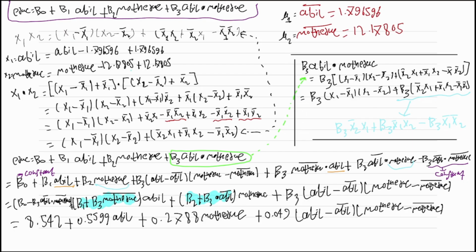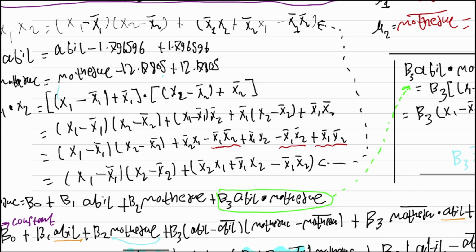So now I will multiply them. I will multiply ability, which is x1, and mother education, which is x2. So I multiply them. So this is x1, ability, this is x1 bar, which is the average, plus x1 bar, this one. So I put the whole one here. This is the whole. And this one, this is it.